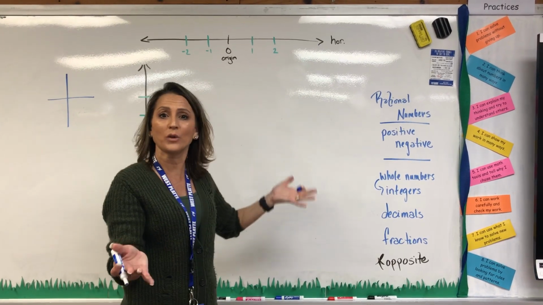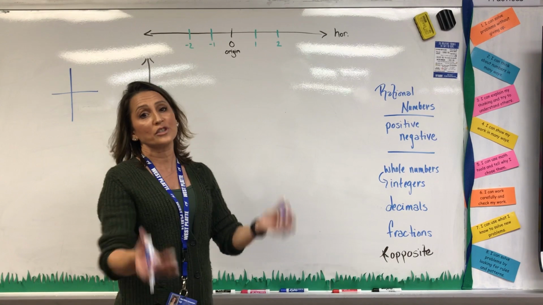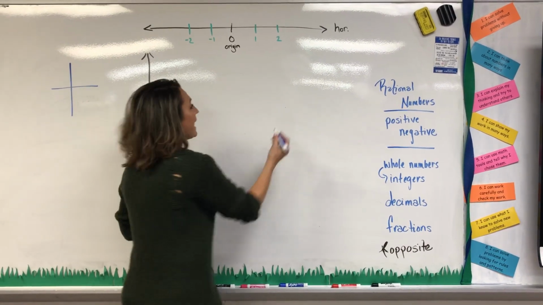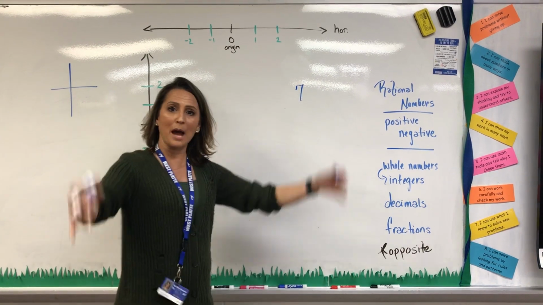And then we're comparing and ordering these rational numbers. So your students are going to be bringing home homework with things like this. First thing, hey, if I had the number 7, what's the opposite of 7?